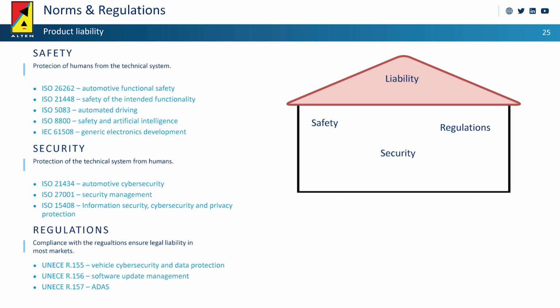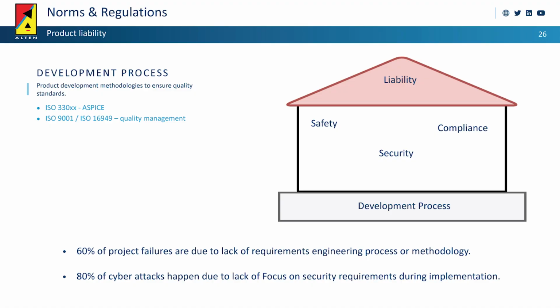As important or even more important than the types of key management and cryptography methods used for the products, we need to focus on the entire process, from a threat analysis and risk assessment to the security requirements and implementation and testing. It is estimated that roughly 60% of project failures are due to lack of requirement engineering process or methodology, and 80% of cyber attacks happen due to lack of focus on security requirements during the project implementation.